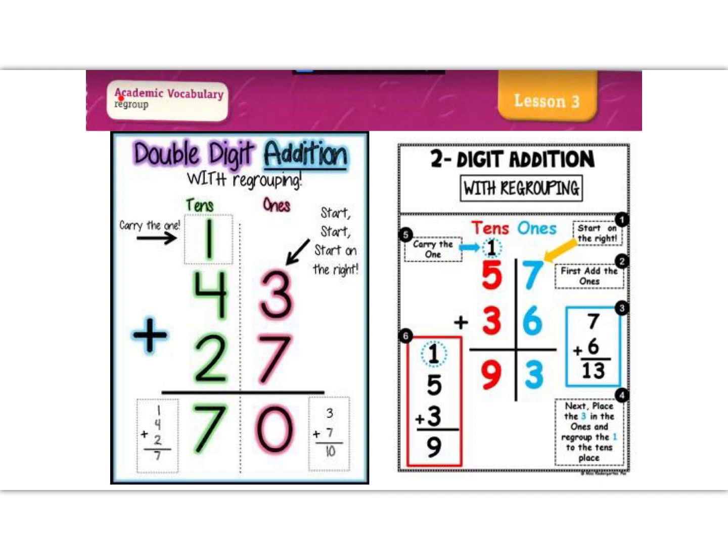So our word today is regrouping. This happens in addition and subtraction. Today we're talking about just addition, but double-digit addition with regrouping.